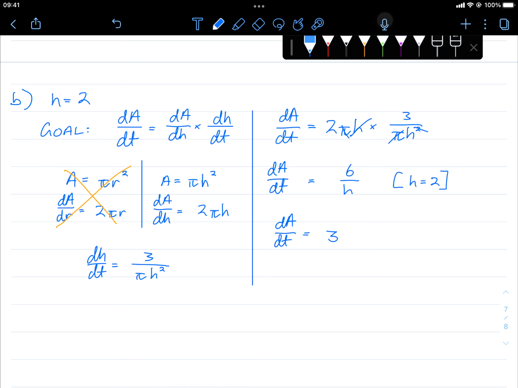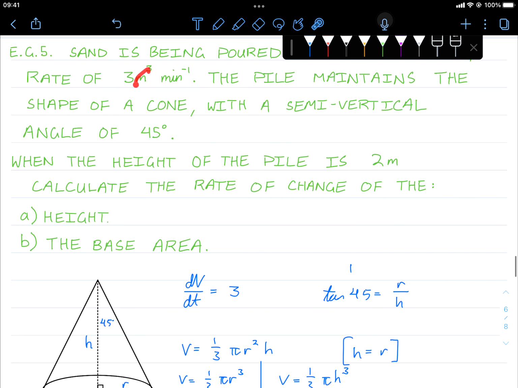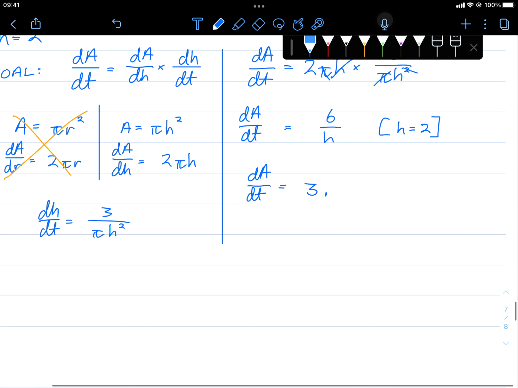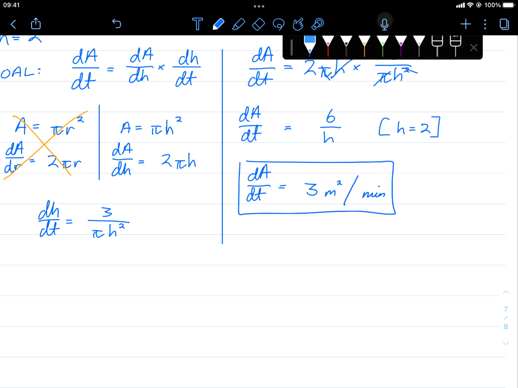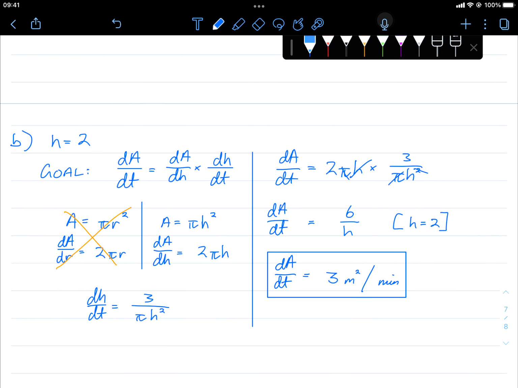Now, it's important to put in some units, since we're looking at the area, and remember, everything is in meters, because it's meters per minute. So this is going to be 3 meters squared per minute. And that there is the rate of change of the area over time when the height is equal to 2.